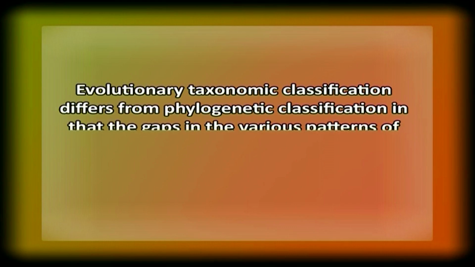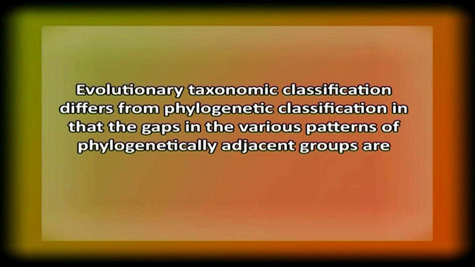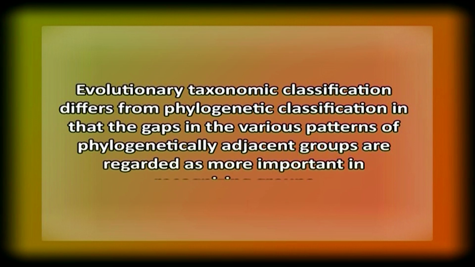Now, evolutionary taxonomic classification. It differs from phylogenetic classification in that the gaps in the various patterns of phylogenetically adjacent groups are regarded as more important in recognizing groups. It accepts leaving out certain descendants of a common ancestor, that is, recognizing paraphyletic groups, if the gaps are significant, thus failing to provide a true picture of the genealogical history.